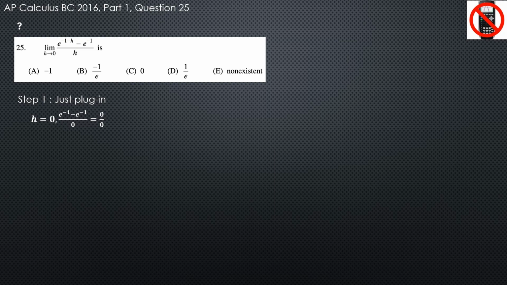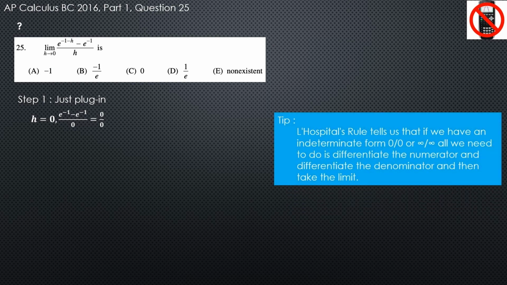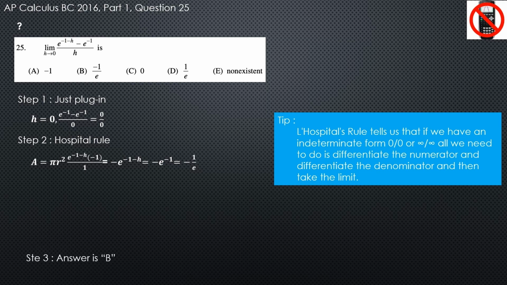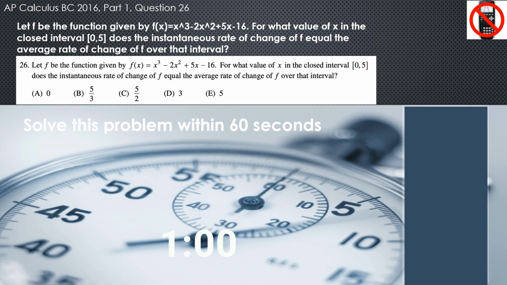Step 1. Just plug in. L'Hopital's rule tells us that if we have an indeterminate form 0 over 0 or infinity over infinity, all we need to do is differentiate the numerator and differentiate the denominator and then take the limit. Step 2. Apply L'Hopital's rule. The answer is B. Solve this problem within 60 seconds.